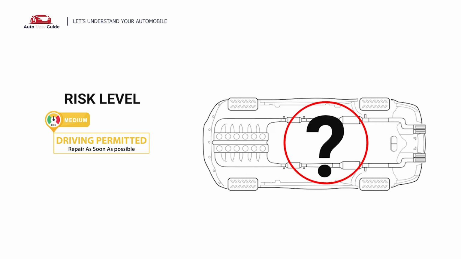This engine code indicates that the ECM or PCM has detected a problem with the 5-volt reference voltage circuit that supplies power to various engine sensors. Under this circumstance, short-distance driving is permitted, but your vehicle should be repaired as soon as possible.